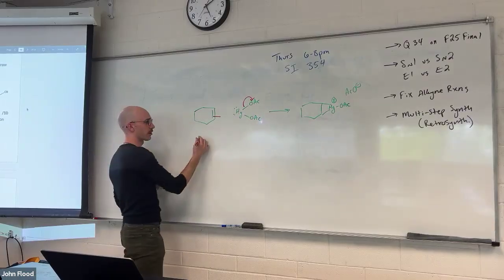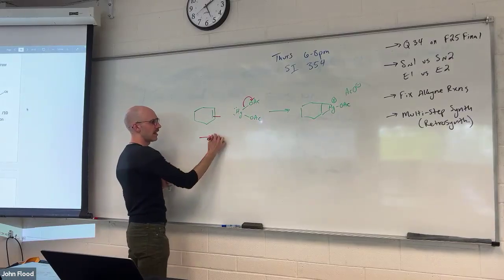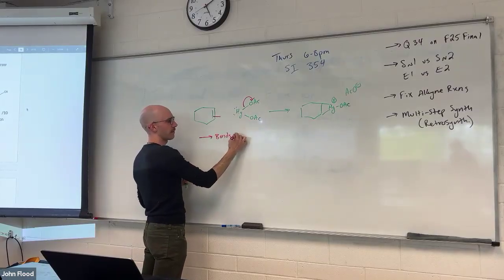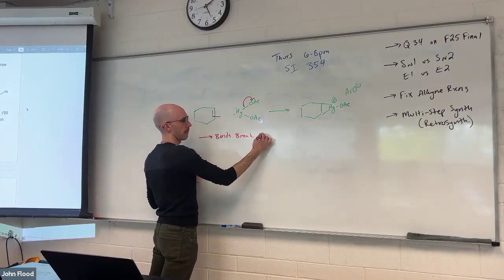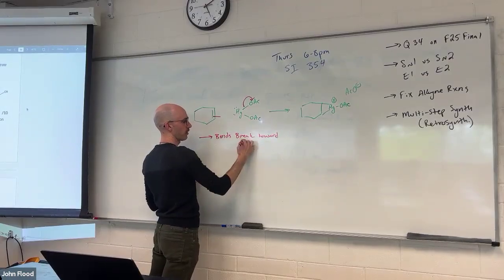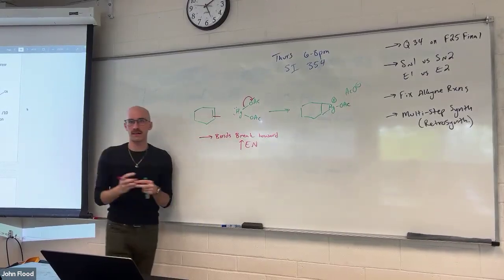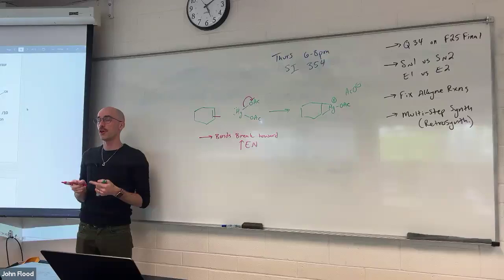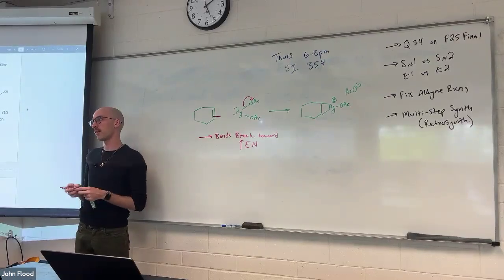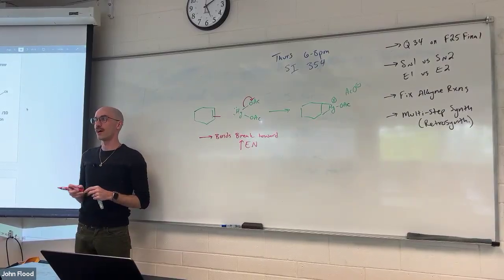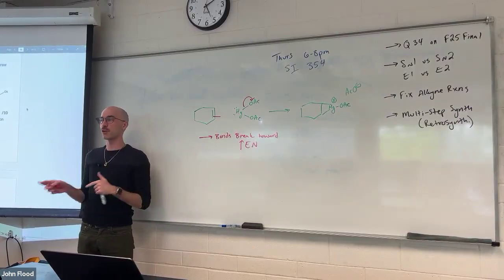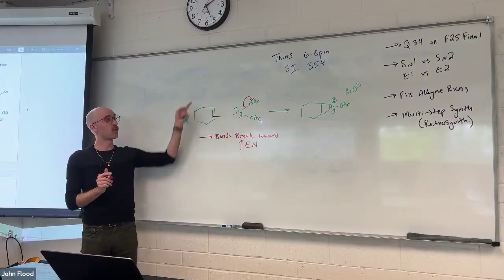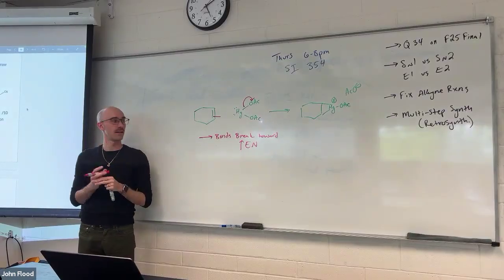You guys might remember that earlier in the semester, I told you that when bonds break, they break toward the more electronegative atom. And you may not know the electronegativity of mercury, but hopefully you know that oxygen is the second most electronegative atom on the periodic table. So I doubt mercury is more electronegative than oxygen. Bonds break toward the oxygen in this case.